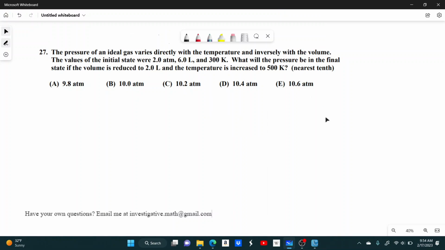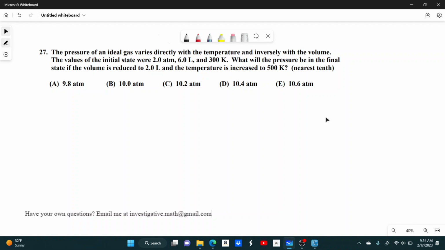Number 27. The pressure of an ideal gas varies directly with the temperature and inversely with the volume. The values of the initial state were 2 atm, 6 liters, and 300 Kelvin. What will the pressure be in the final state if the volume is reduced to 2 liters and the temperature is increased to 500 Kelvin?